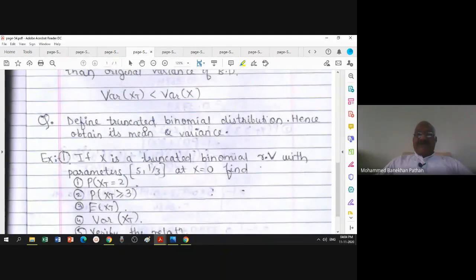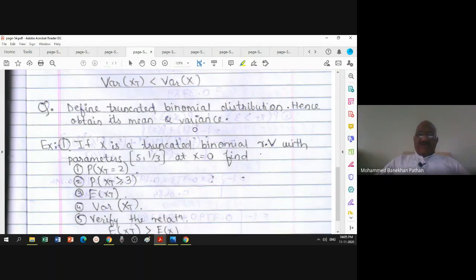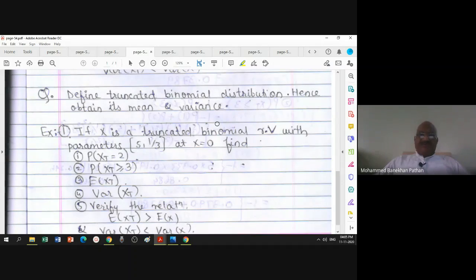So I put a question on this. Define a truncated binomial distribution. You have to write the formula which I told yesterday. And after having a definition of truncated binomial, try to derive the mean and variance. It is a theoretical question that may be asked on this topic. We'll try to study some numerical problems.